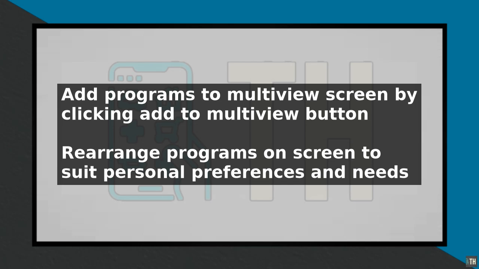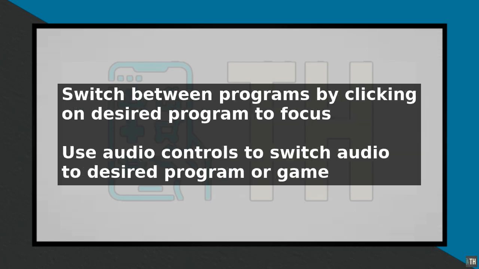your preferences. To switch between programs, simply click on the program you want to watch, and it will become the main focus on the screen. You can also use the audio controls to switch the audio to the program you want to listen to.